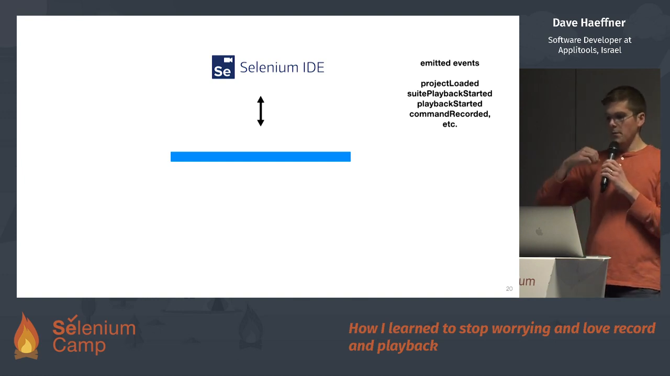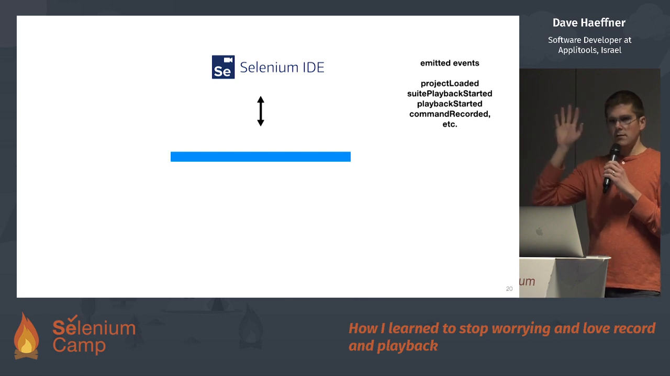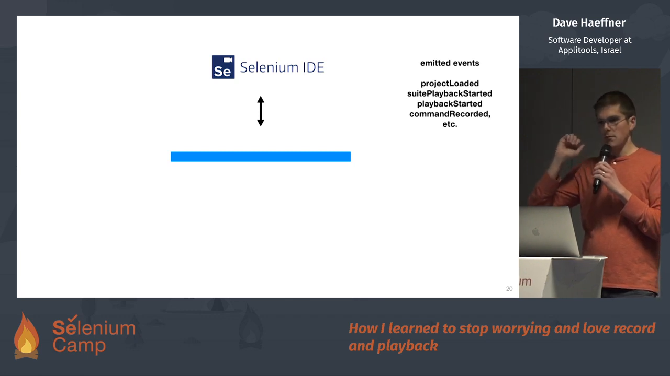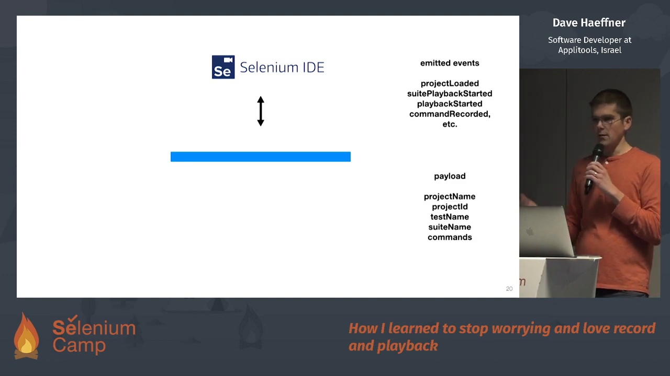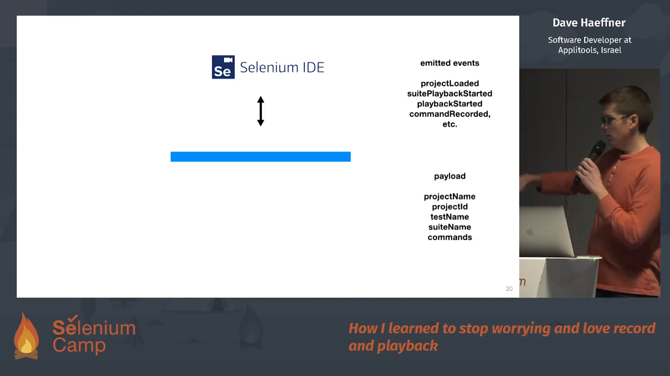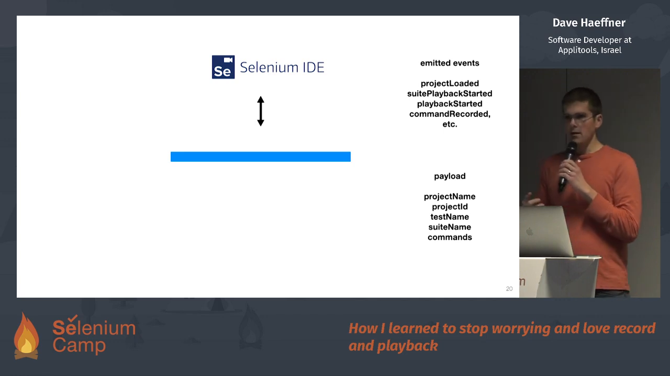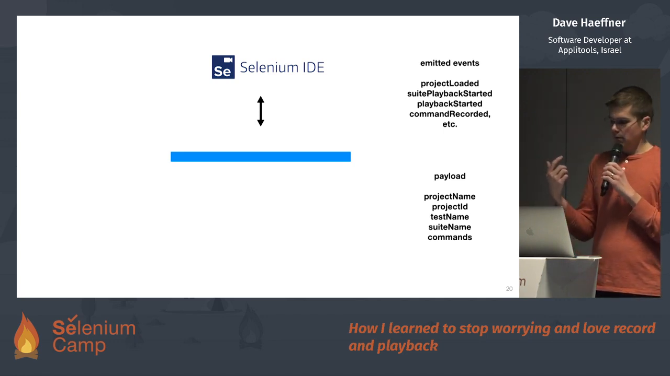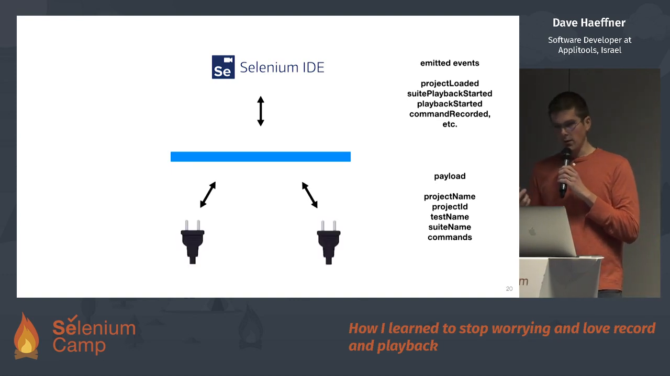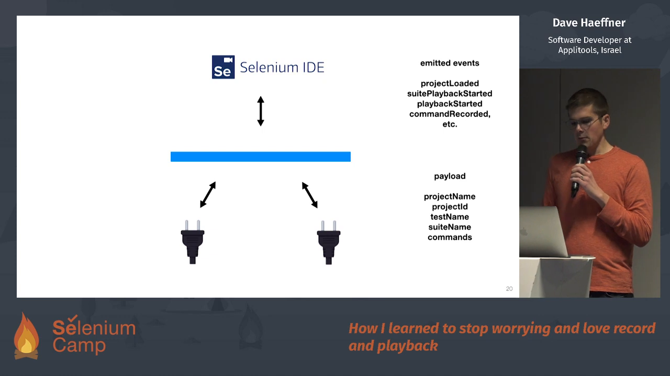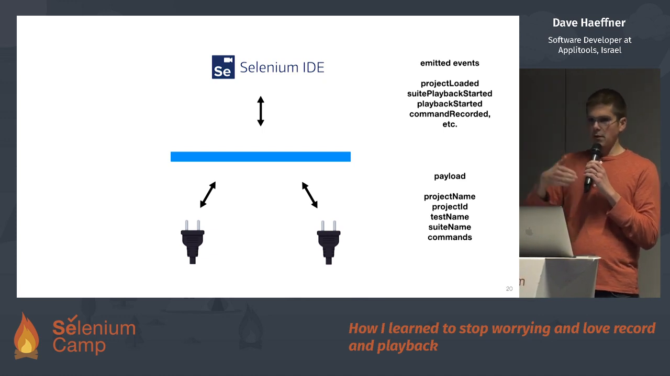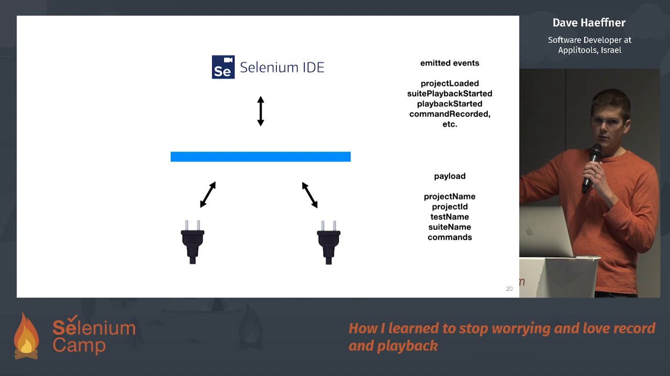And so what happens is Selenium IDE emits a bunch of events every time you run your suite. So there's things from playback, there's things from recording. So things like, okay, the project loaded. Okay, playback of the suite has started. Okay, playback of a test has started. Okay, recorded a command. And when we emit that, we also emit a payload of information, a bunch of metadata. So project name, all of the test information, the suite information, all the commands in a test, all the tests. And with that, you can start to inspect and do a lot of interesting things. And so a plugin would just be something you install, and then they communicate back and forth through this effective backplane of web extensions.